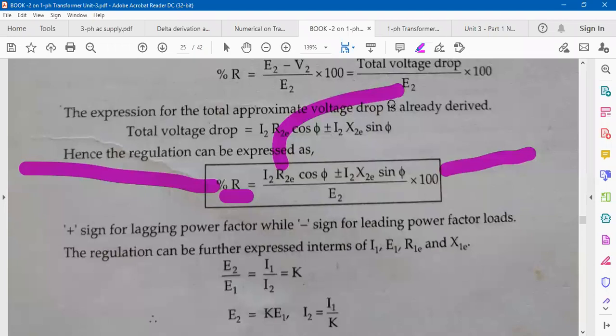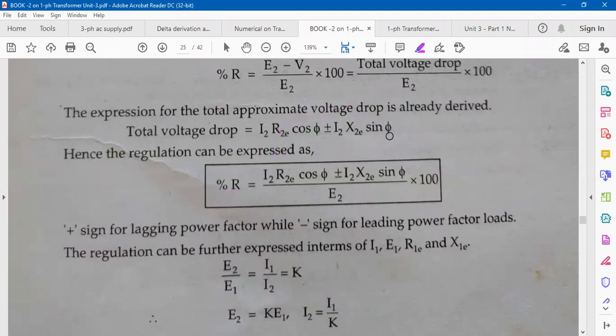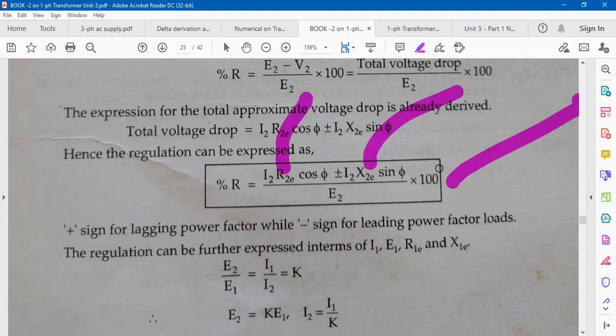So R2E, with suffix 2, is the total equivalent resistance referred to secondary. In the secondary, R2 is already there and R1 you transfer to secondary, so that will be R1 into K square, isn't it? Then cos phi, plus or minus sign is there, then X2E into sin phi, divided by E2, into 100. Directly keep this formula in your mind. Its derivation is not there in your syllabus. So R2E is total equivalent resistance referred to secondary, and X2E is total equivalent reactance referred to secondary.